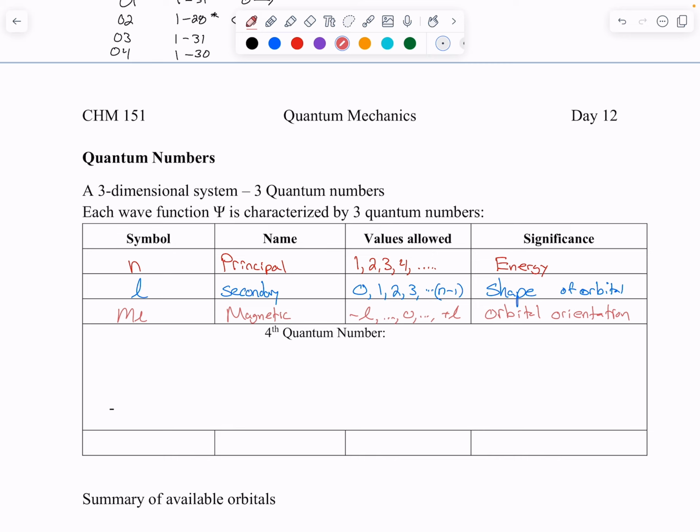So those are the 3 quantum numbers that come out of the wave function. Now, you're looking at the screen, you say, oh, there's a 4th quantum number. There is. And this one's weird. It's the electron spin.